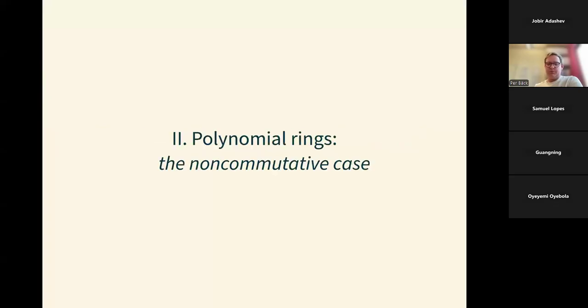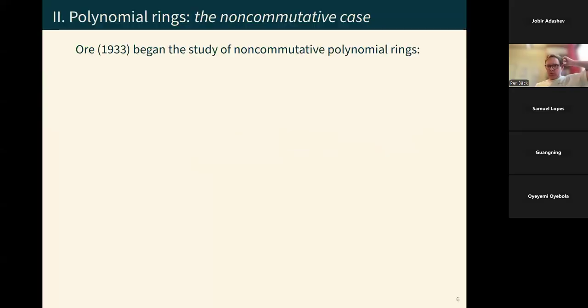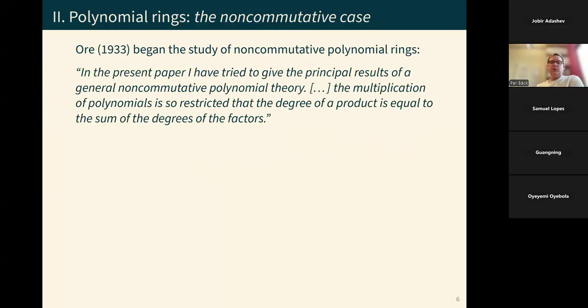Right. Okay, so now on to this non-commutative case. Ore, as I said in the beginning, was the one who started studying non-commutative polynomial rings more thoroughly, and he was also the one who named them non-commutative polynomial rings. So this is from his seminal Annals paper, where he tried to give the principal results of this general non-commutative polynomial theory.